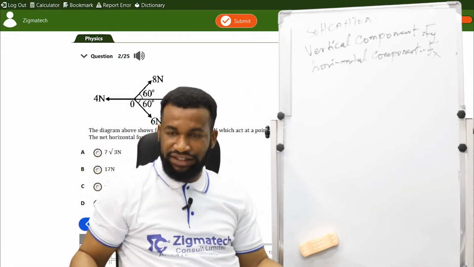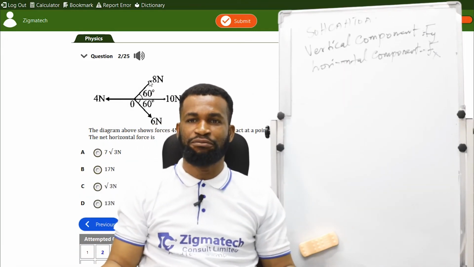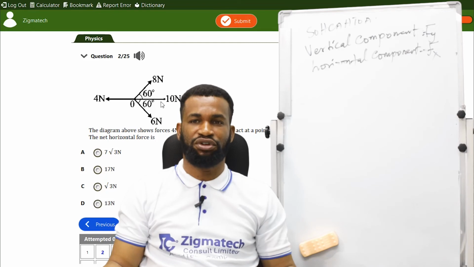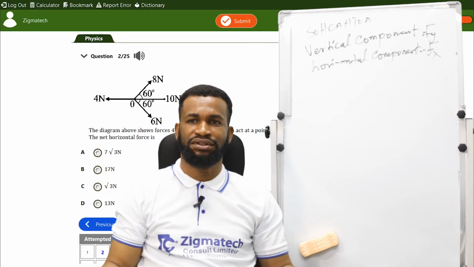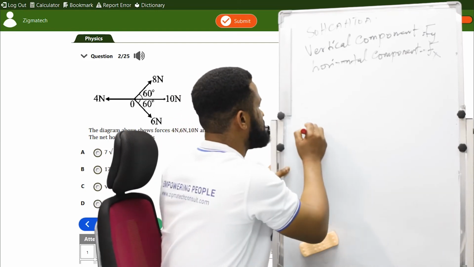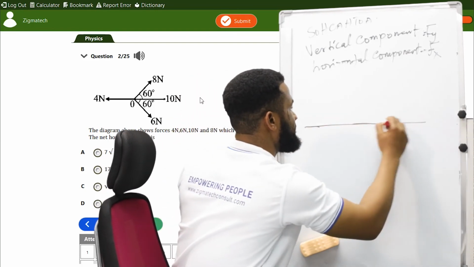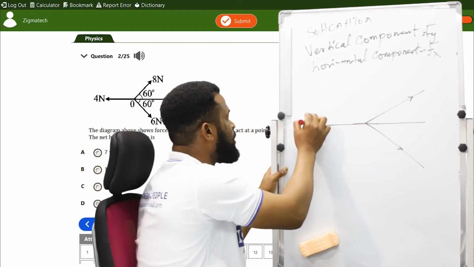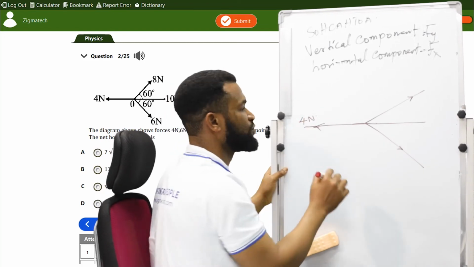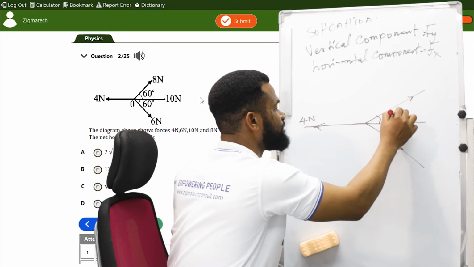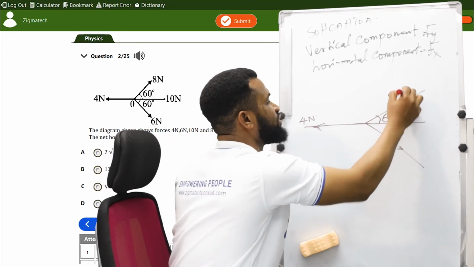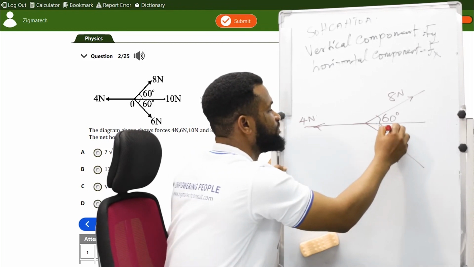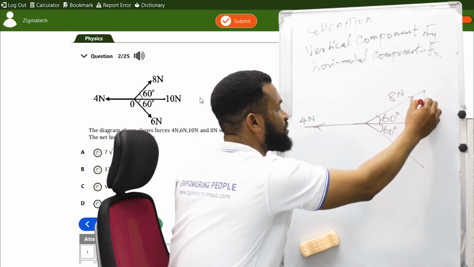Now, if you look at this, like we just said, I'm going to resolve this horizontally and resolve this horizontally because I'm only interested in the horizontal forces. So how do I do that? This one is 4 Newton in this direction. So this one is 60 degrees and 8 Newton is applying to that direction. This is 6 Newton and 60 degrees. I'm going to complete this triangle.